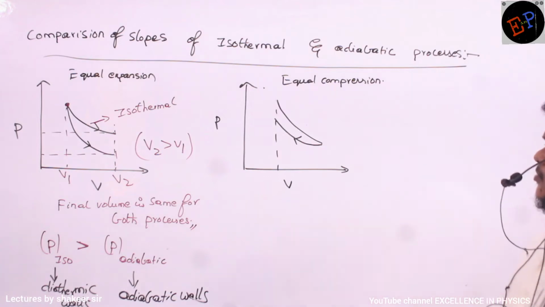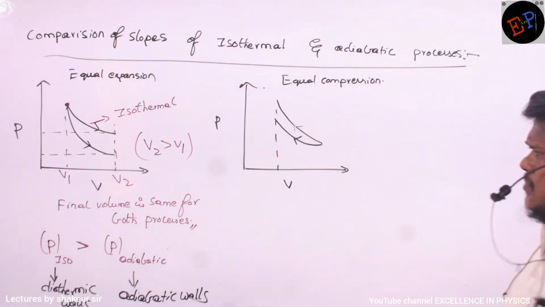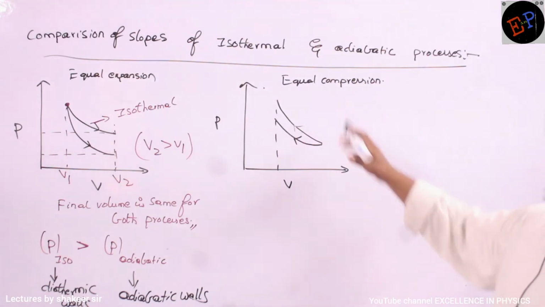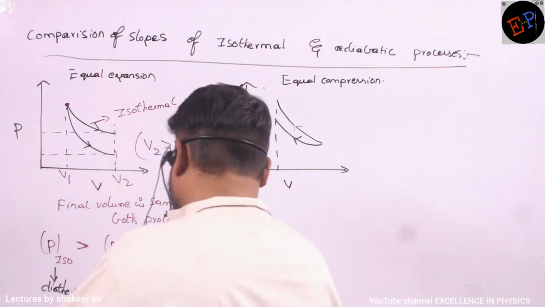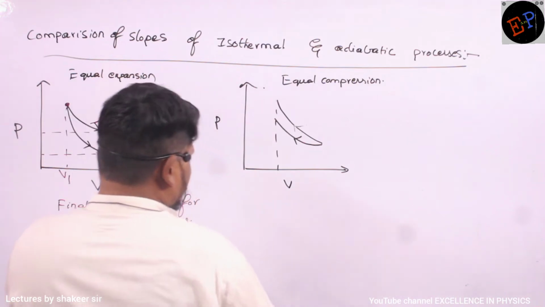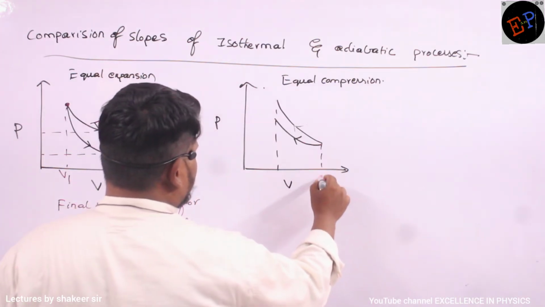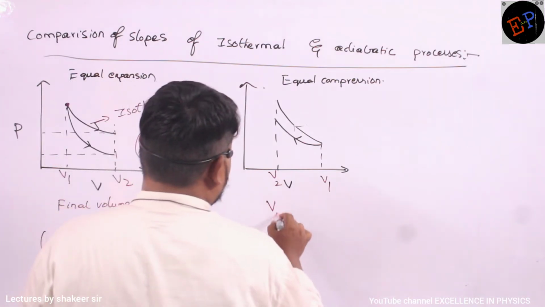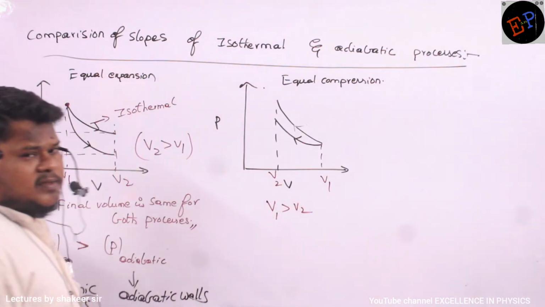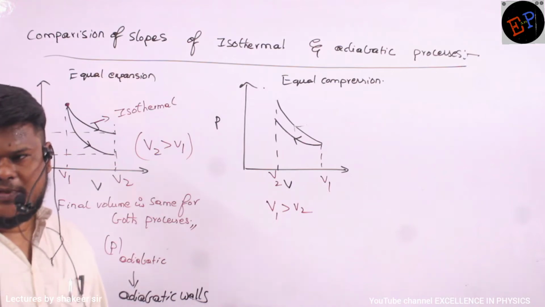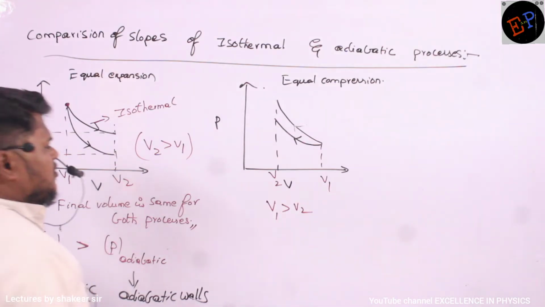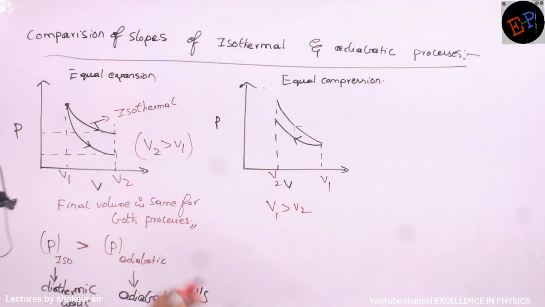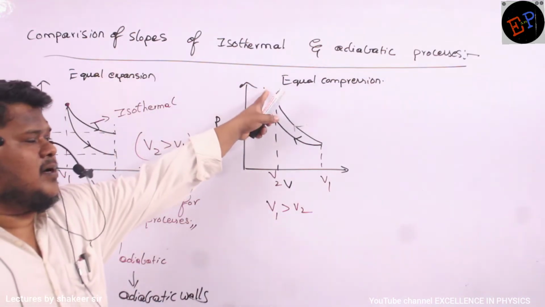Okay. Now try to explain this one. Now this is compression, no? Why is it compression? Because initial volume was V1, final volume was V2. And which volume is greater? V1 is greater than V2. So definitely this is an example of compression of a gas. Are you able to understand? Now both of them started from same volume, both of them ended at same volume. Final volumes are same. That is why it is called equal compression.